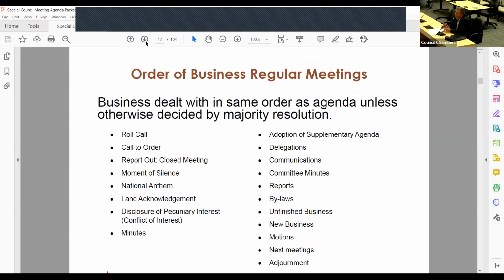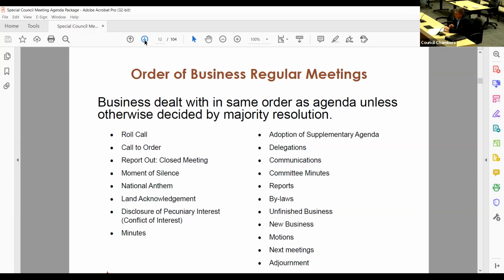In order to maintain consistency and efficiency in the meeting, the general rule is that the business is dealt with in the same order as the agenda, but certainly there's circumstances that will arise from meeting to meeting where particular items may need to be moved up in the agenda or placed elsewhere. But generally speaking, the intention is to follow that order of business.